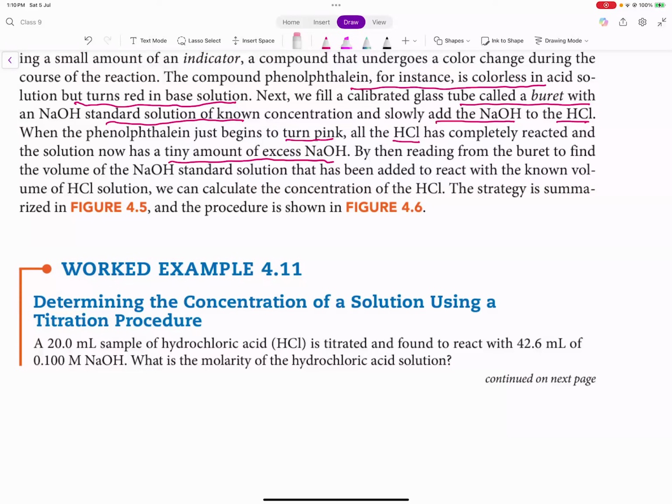Okay. Let's see if we can do that. Let me know the answer.